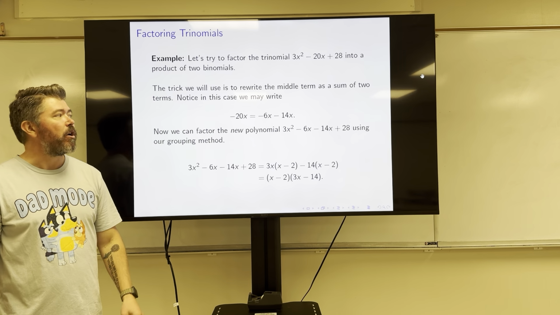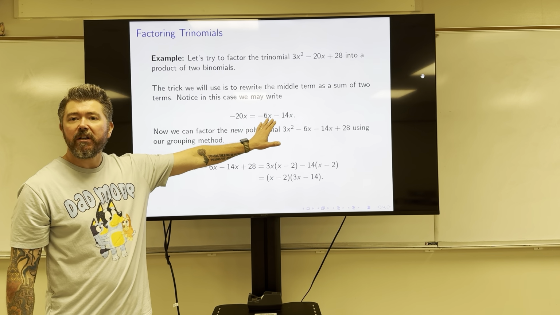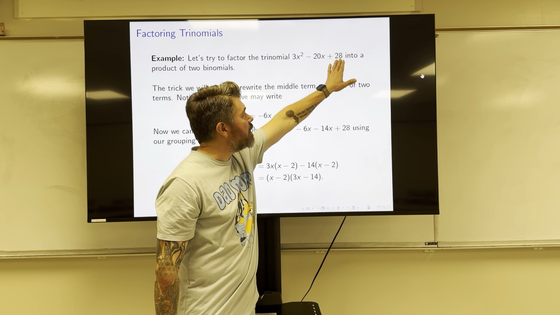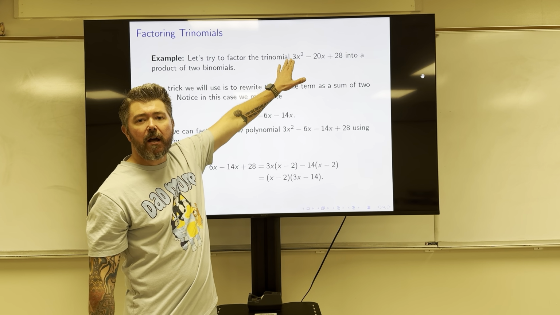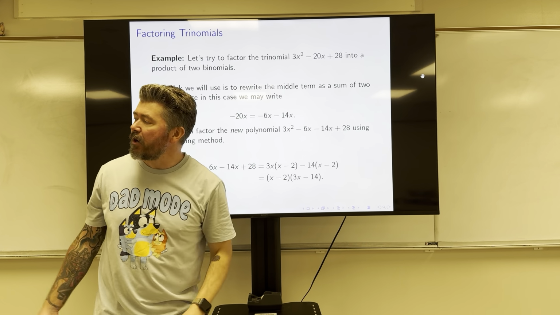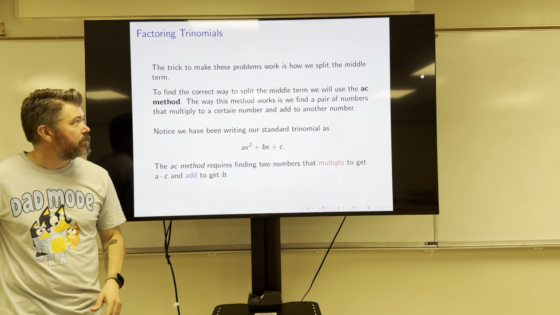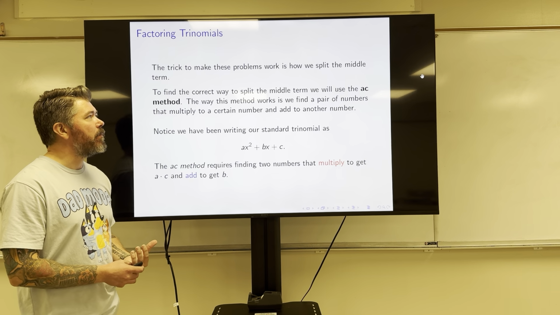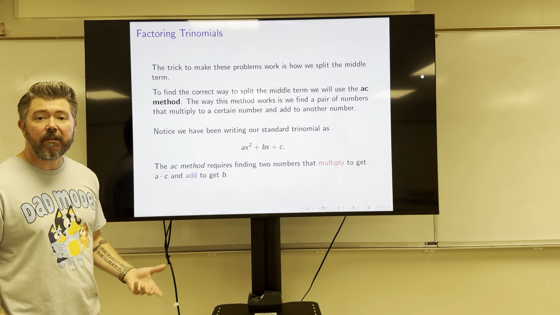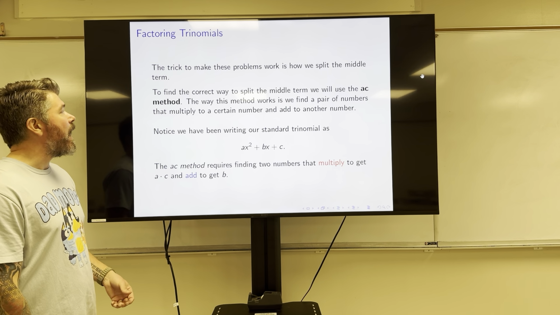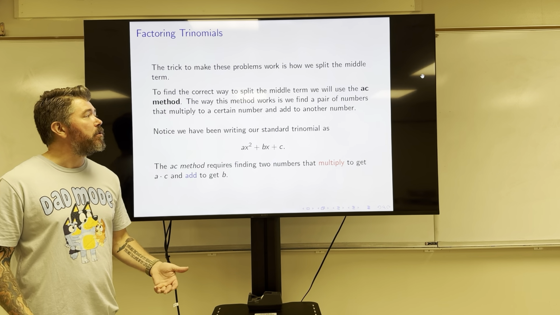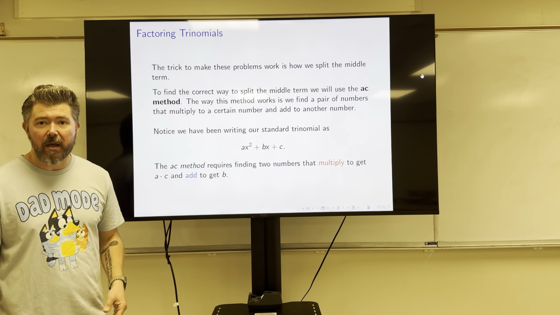The question is always, how do we know how to split? Well, last time we focused on this number, but we didn't have a number here. Okay, so how do we account for that new number? Okay, so the trick to making these problems work is splitting the middle term. To find the correct way to split the middle term, we once again use what we call the AC method.